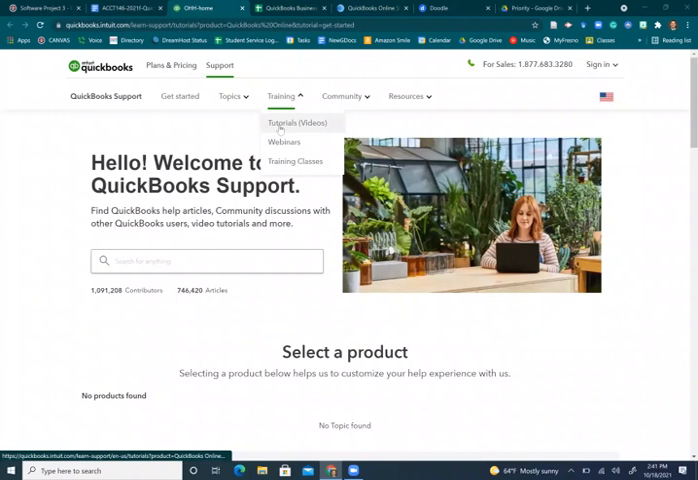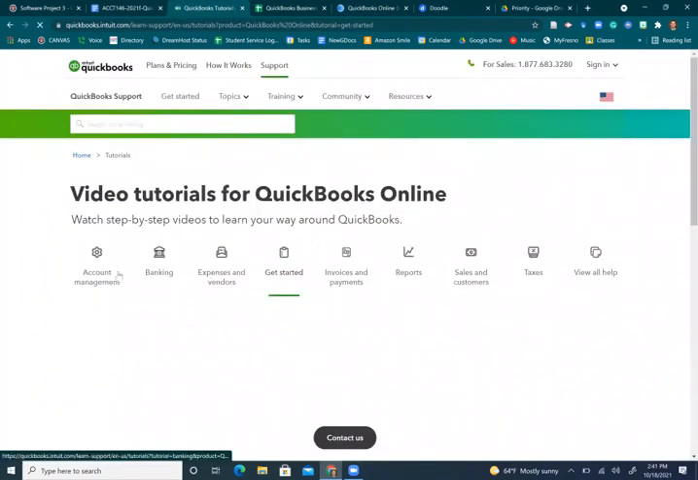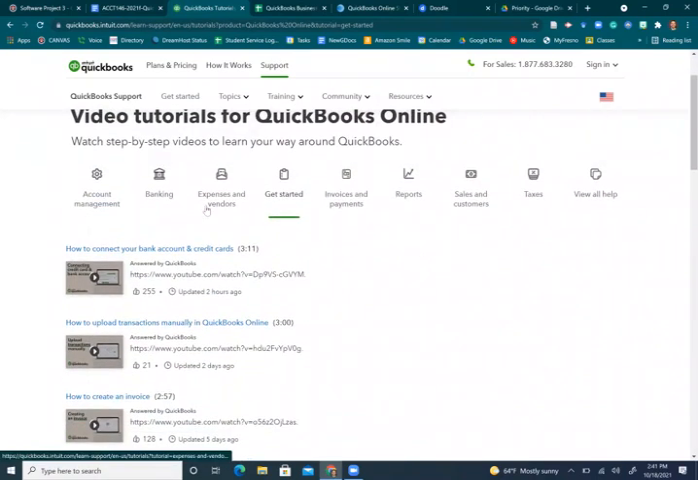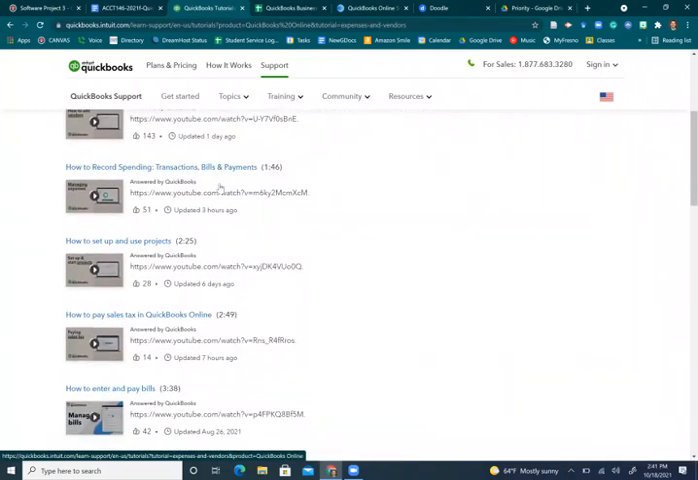So here are the training tutorials. And here you can search for how to create your account, how to connect your bank, how to do expenses. You have to write a check, write a bill. All of that would be in there, right? So you can search for specific pages and they're very short and sweet, right?